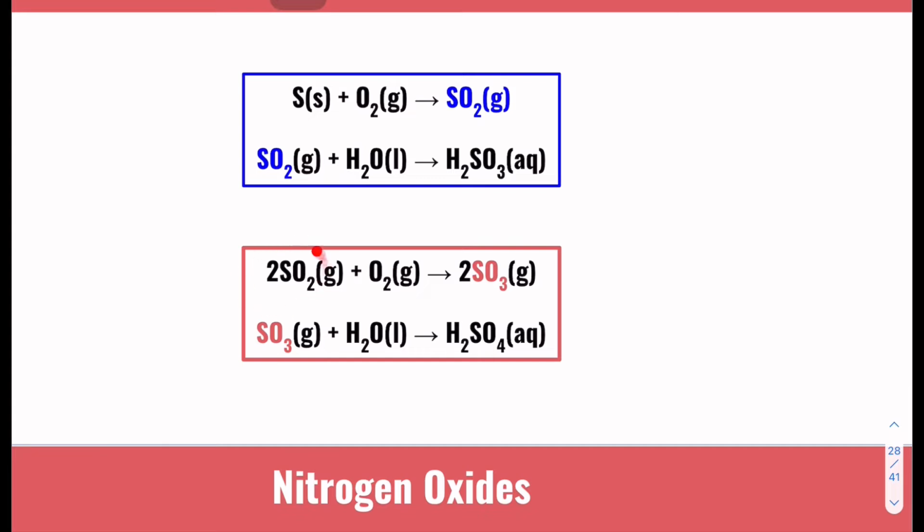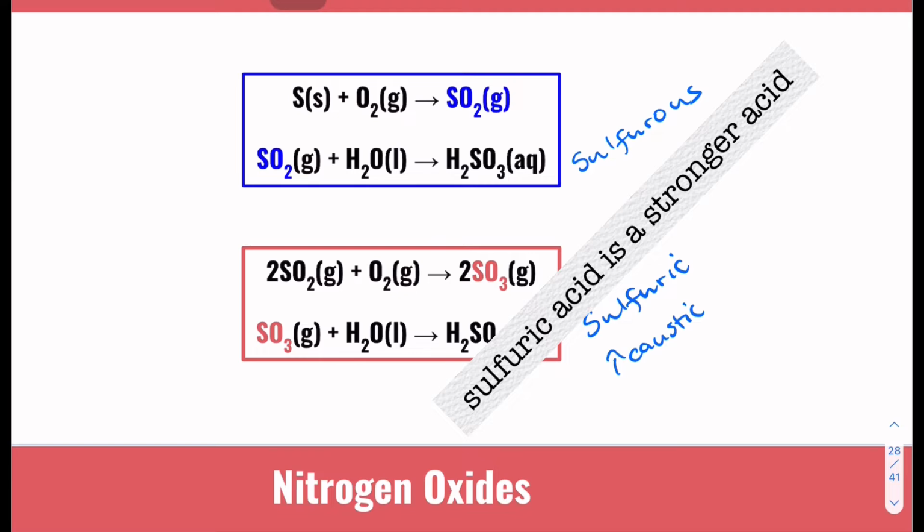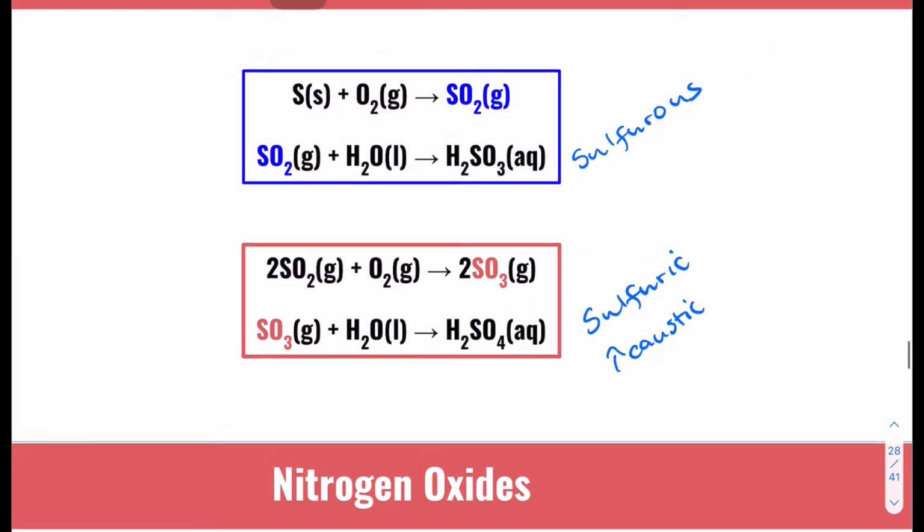Sometimes this sulfur dioxide can be further oxidized to form sulfur trioxide, and the sulfur trioxide with water forms sulfuric acid, which is a more caustic acid compared to sulfurous acid. So this is sulfurous, this is sulfuric. Okay, so this is more caustic, more acidic, more dangerous, if you may. Okay, so these two here are what we call secondary pollutants. This is a primary pollutant.